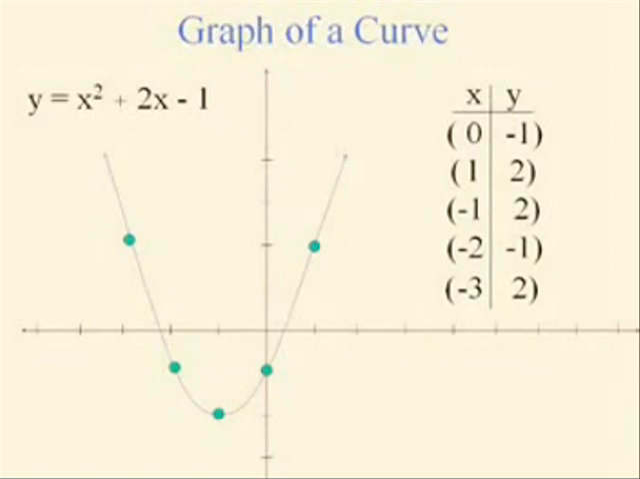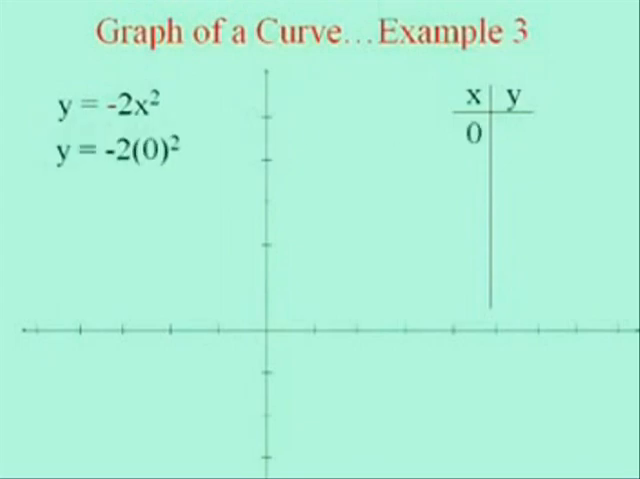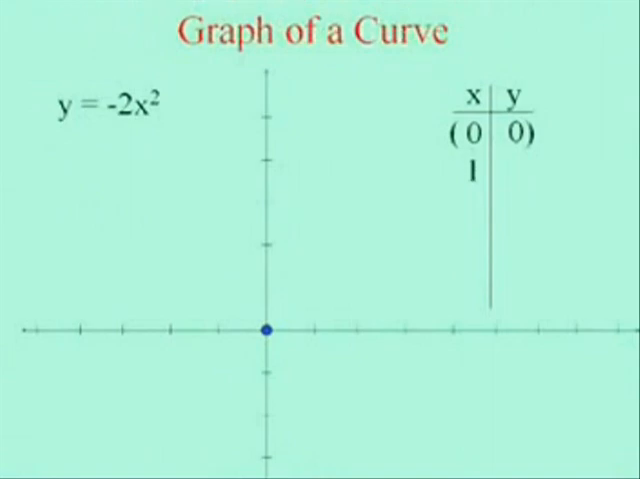Well, I wonder if it's always going to look like that. Let's try a negative x squared term, negative 2x squared. I'll put in a 0. Of course, I'll get a 0. I'll graph that point. If I put in a 1, I've got to do the 1 squared first, order of operations and all, and then times negative 2, and I'll get negative 2. Over 1 and down 2.